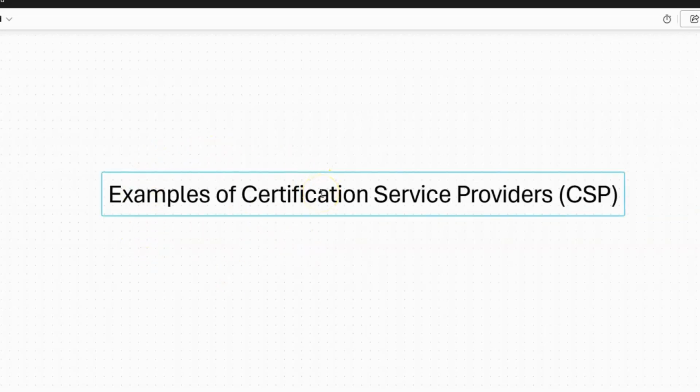Examples of certification service providers. First one, Lanka Clear. It provides secure electronic authentication for SLIPS and CEFTS. This allows money transfers without paperwork. Second one, Sri Lanka Customs. It allows online customs declaration and paperless trading. Third one, mobile service providers. It can provide secure electronic authentication services.